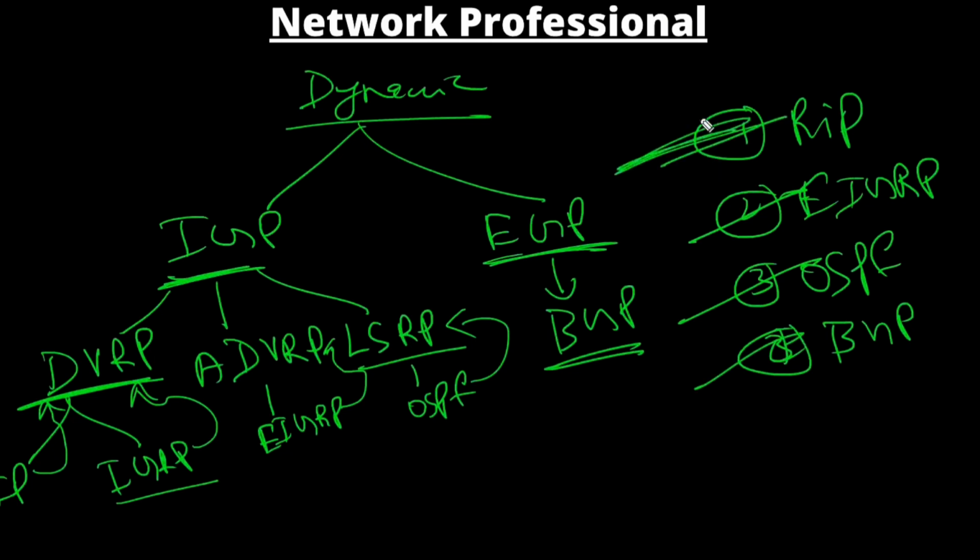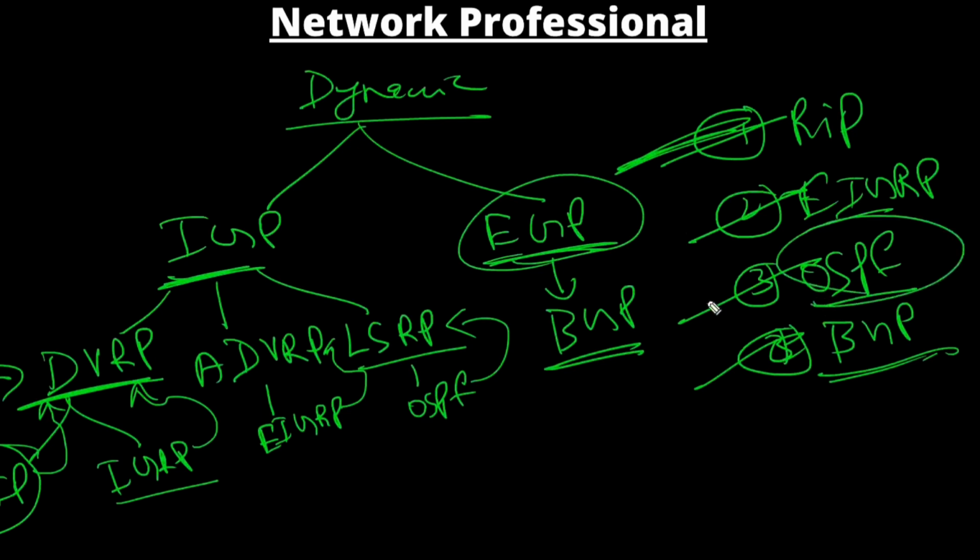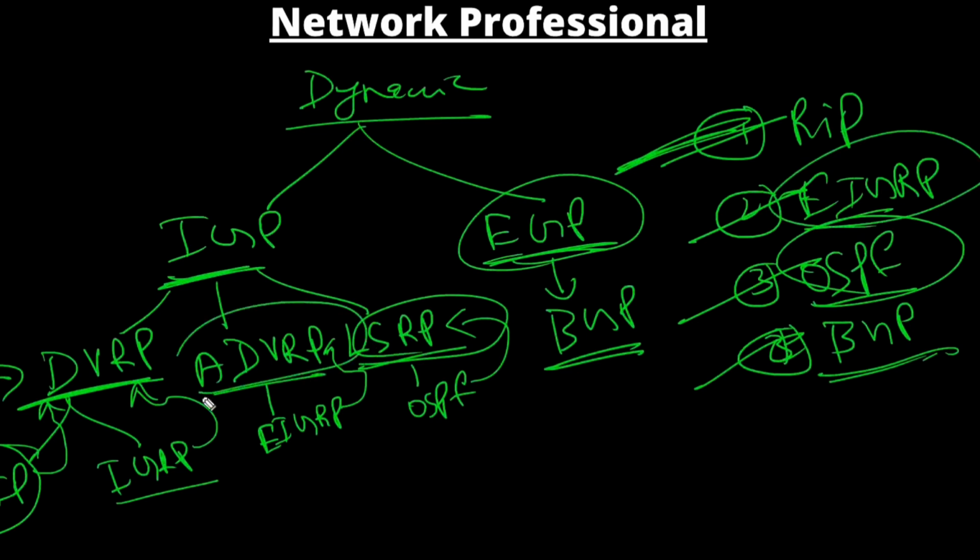So all the people who are saying RIP, you are absolutely right. But guys, who are saying EIGRP or OSPF or BGP, remember, RIP is a distance vector routing protocol, not EIGRP, not OSPF, not BGP. BGP is an EGP protocol, exterior gateway protocol. OSPF is a link state routing protocol. EIGRP is an advanced distance vector routing protocol, and RIP and IGRP are distance vector routing protocols, right? So hope it's clear to you now.